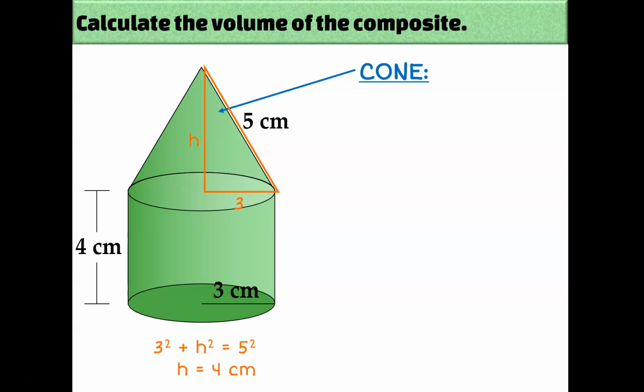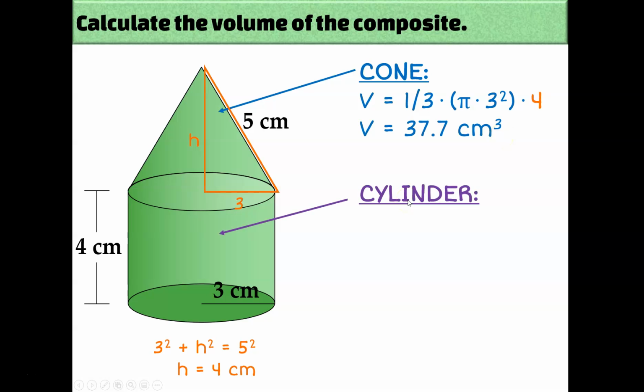So using the Pythagorean theorem, 3 squared plus h squared, leg squared plus leg squared, is equal to 5 squared, which is the hypotenuse squared. So we find out that the height of this cone must be 4. So now we're ready to calculate the volume of the cone. The volume is equal to 1/3 the area of the base, which is pi r squared, times the height of the cone, which is 4. So the volume of the cone is about 37.7 cubic centimeters.